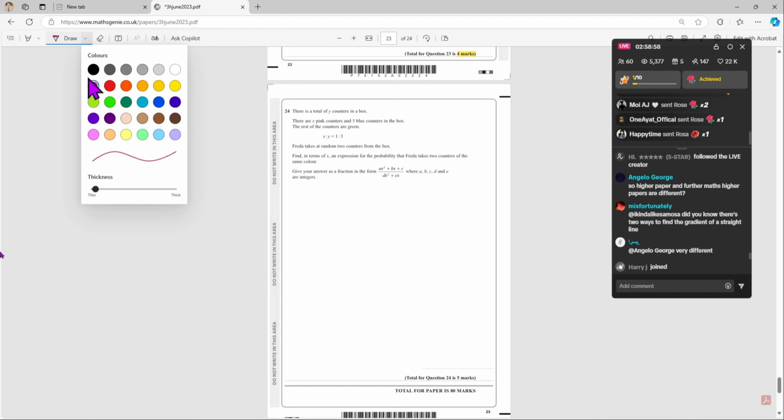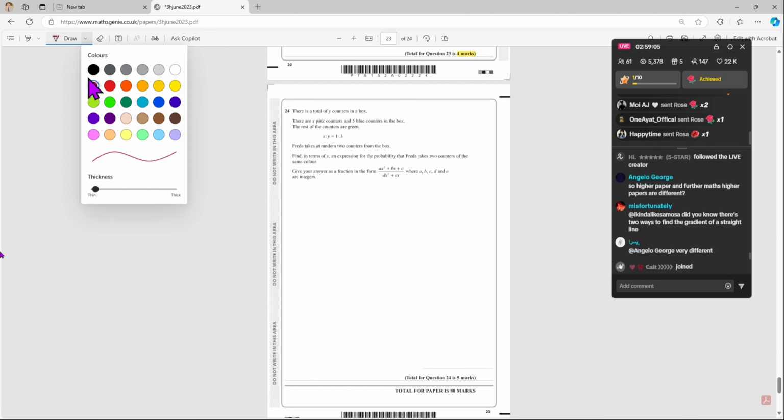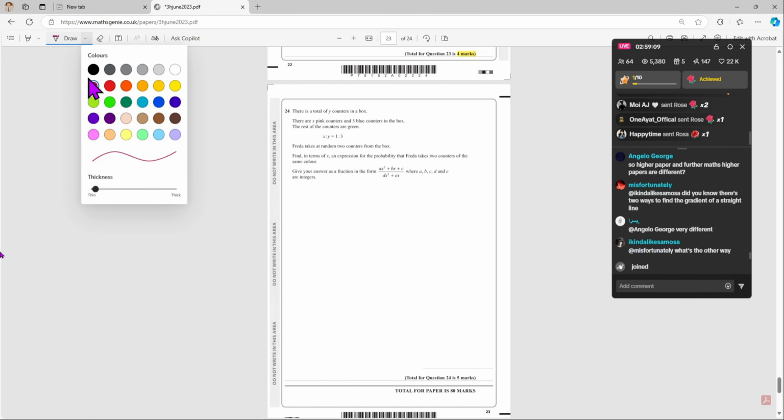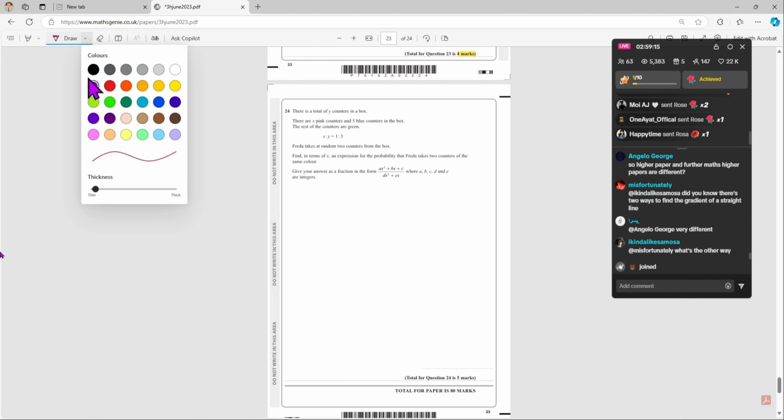Freda takes at random 2 counters from the box. Find in terms of x an expression for the probability that Freda takes 2 counters of the same color. Give your answer as a fraction in the form ax squared plus bx plus c over dx squared plus ex, where a, b, c, d, and e are integers.